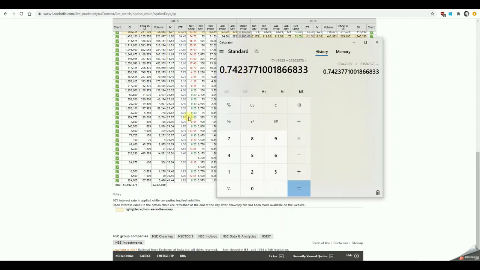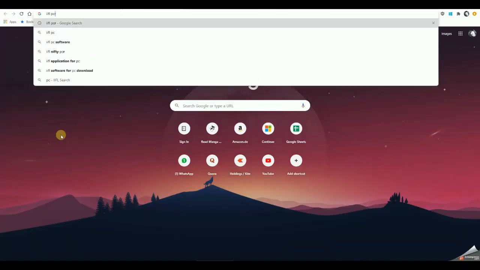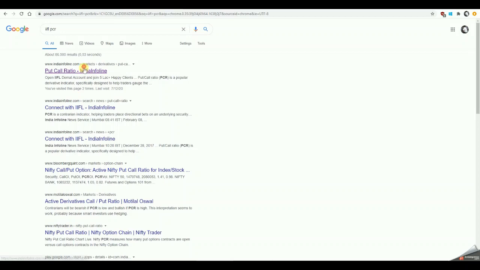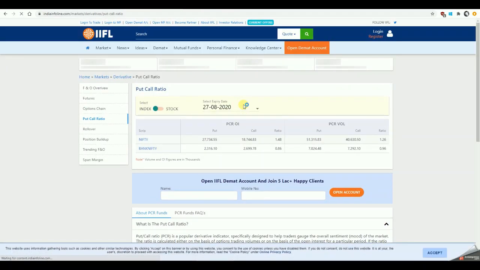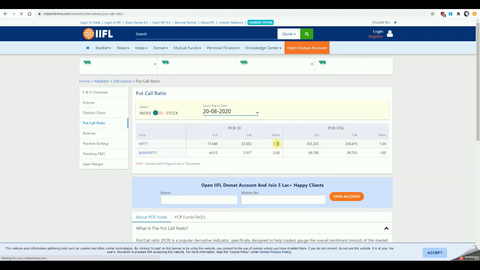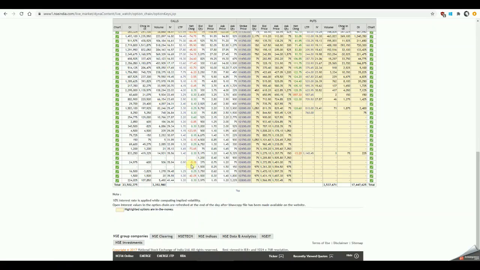You can verify this if you search on Google for IIFL PCR. You will find the PCRs here as well for the index. So we are looking at the 20th, it's 0.74. Our calculator says 0.74. Not just this, you can also calculate the previous day's PCR. This is the OI for today. This is the change in OI. Change in OI is the net change, but there is no total given here.